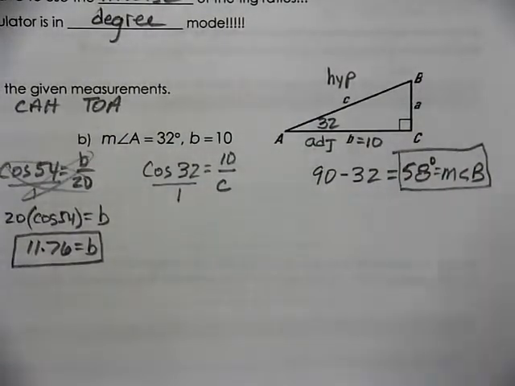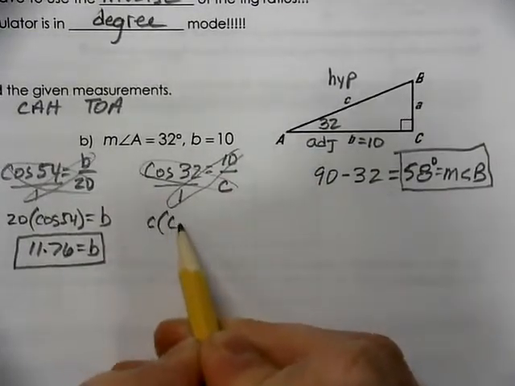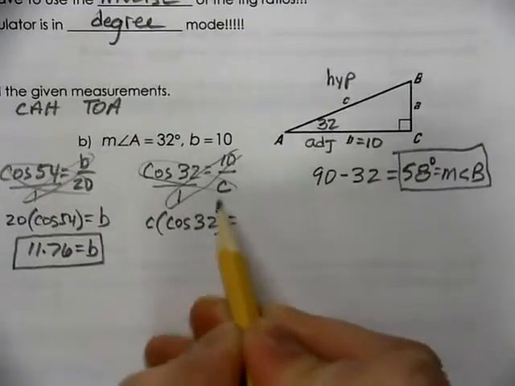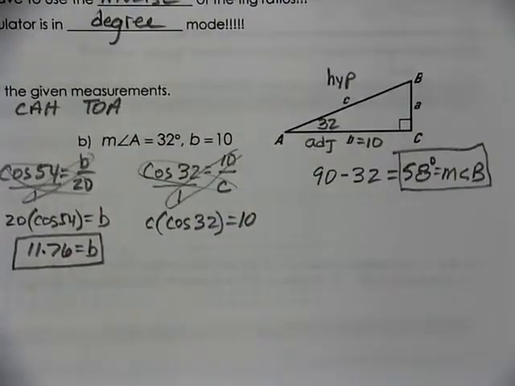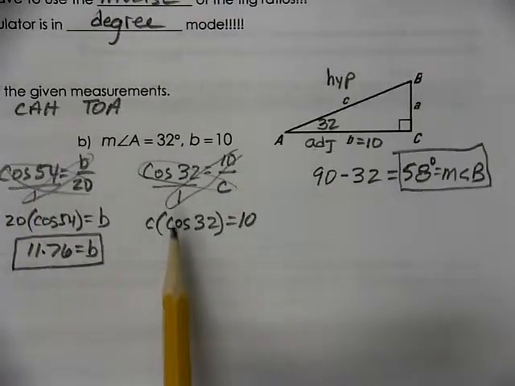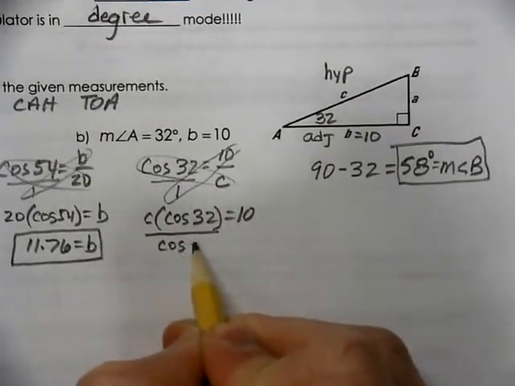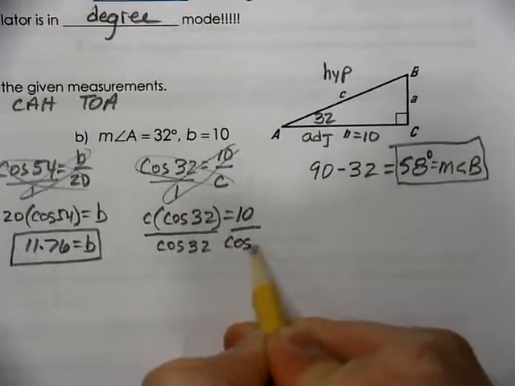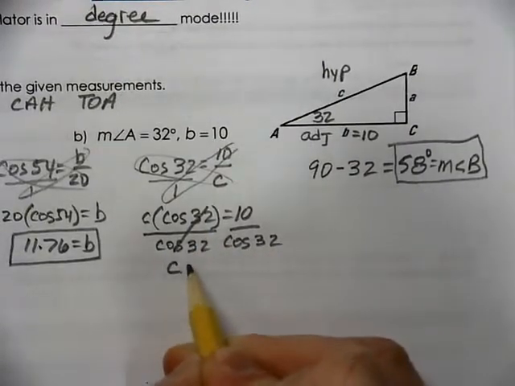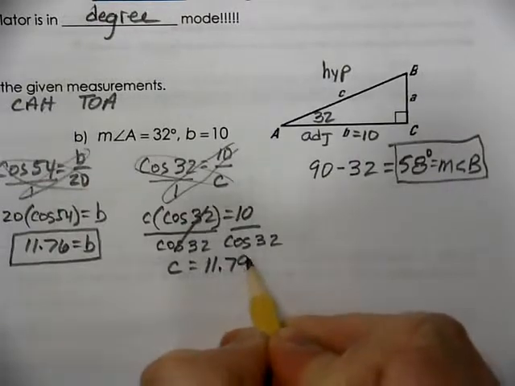We place our trigonometry over 1, cross multiply, so C times the cosine of 32 equals 1 times 10, which is 10. Now this is where a lot of people make a mistake. They multiply, because we multiplied earlier, they multiply cosine of 32 with 10. But think about your algebra. You have to divide by the cosine of 32 to get C by itself. So that gives us a value of 11.79.